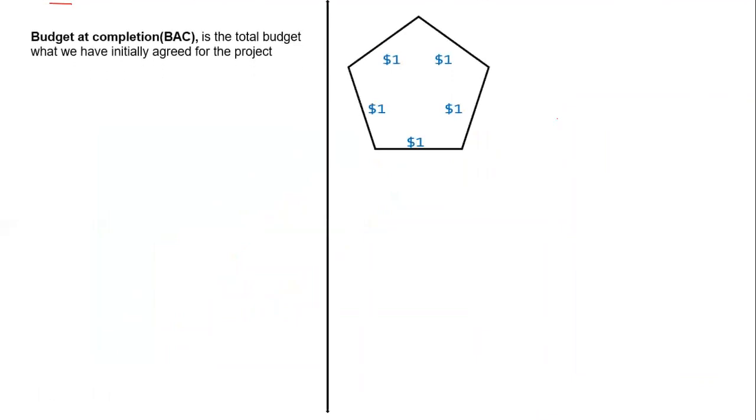So your budget at completion is your total budget. Now let's assume a small scenario where you're building 5 walls, and building each wall will take 1 day and cost is $1 per wall. So your budget at completion is $5. As simple as that.